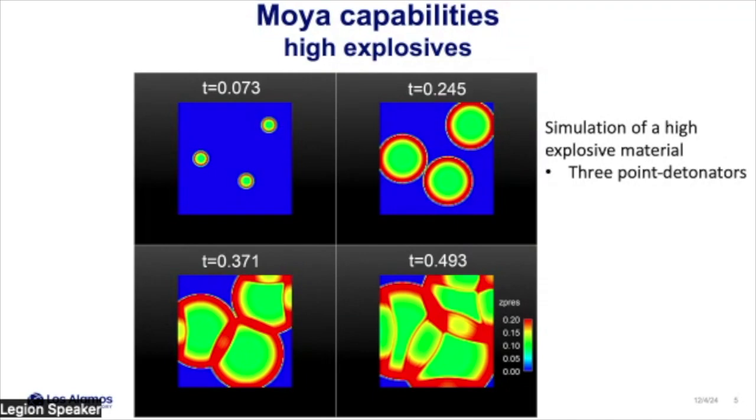This is a high explosive detonated at 3 points. We're looking at 4 snapshots through time as the shock fronts propagate and interact with each other.